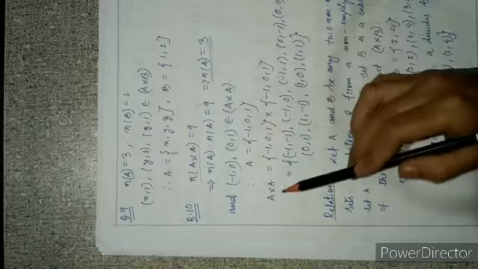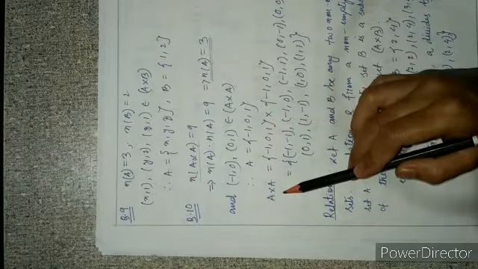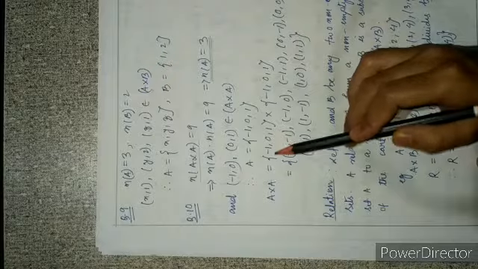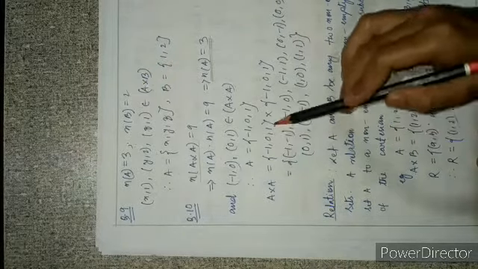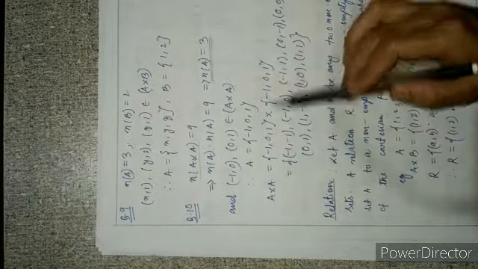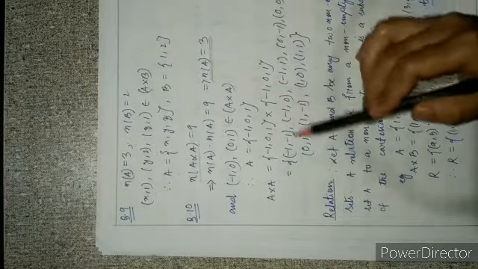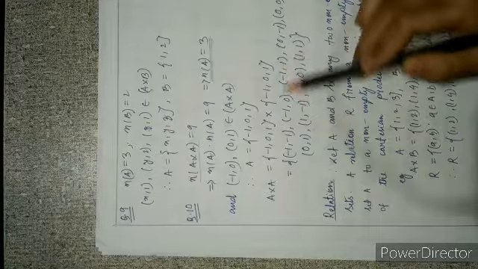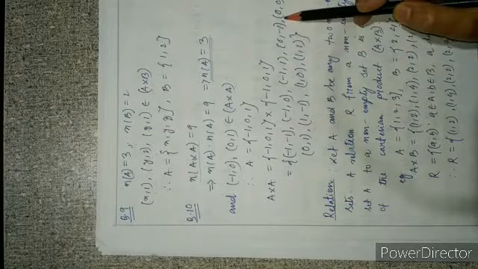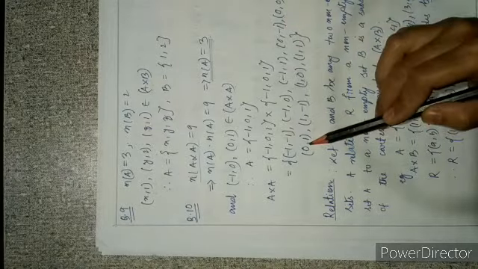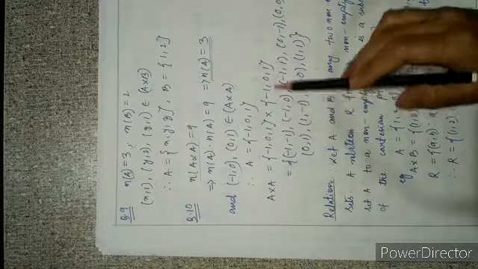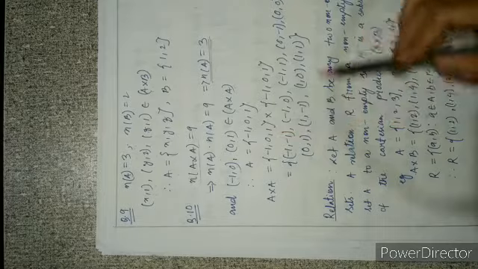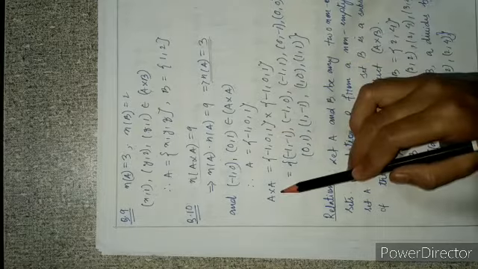Then write A cross A. A cross A is the set of all ordered pairs formed from set A to set A. Combining these elements we get (-1, -1), (-1, 0), (-1, 1). Next (0, -1), (0, 0), (0, 1). Last (1, -1), (1, 0), and (1, 1). These are the elements of A cross A.